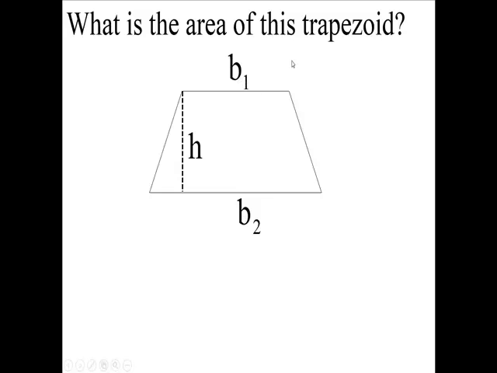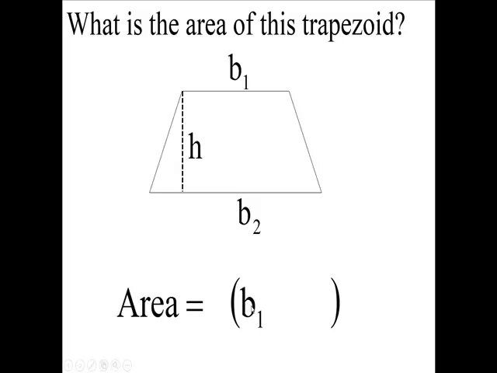Now, what do you do when you have two bases? Remember, the area is the base times the height. What if you have two bases? Well, I would say average them together. How do you average two bases? Well, you add them up and you divide it by 2.